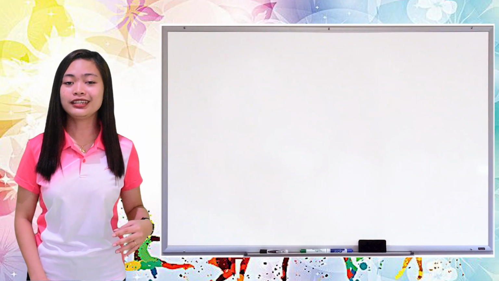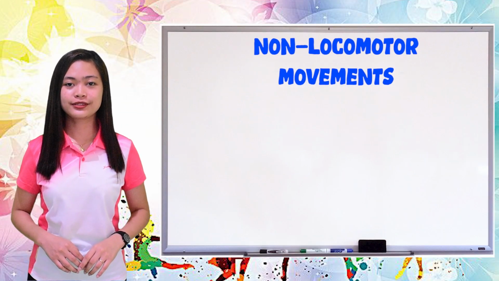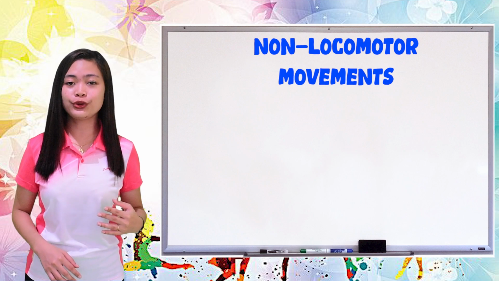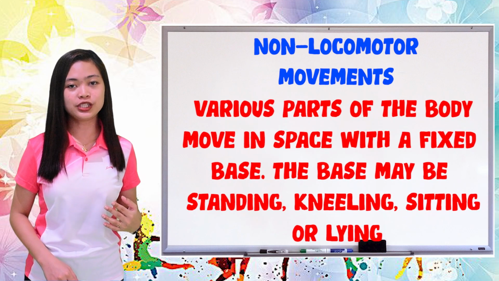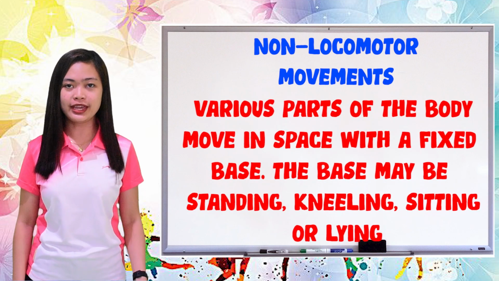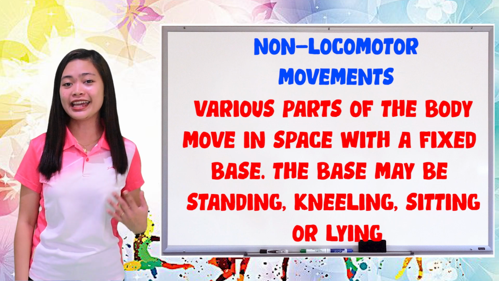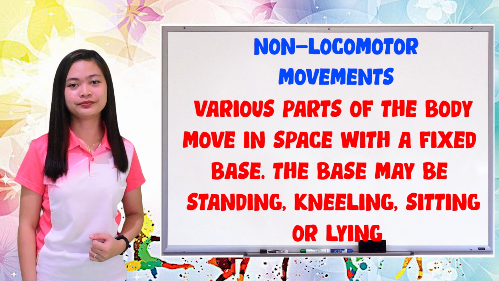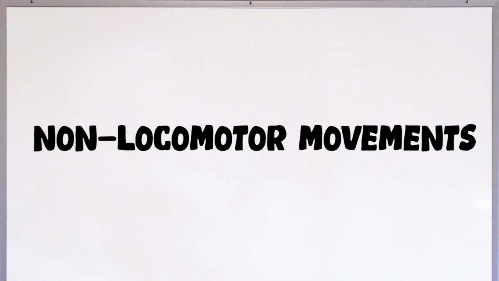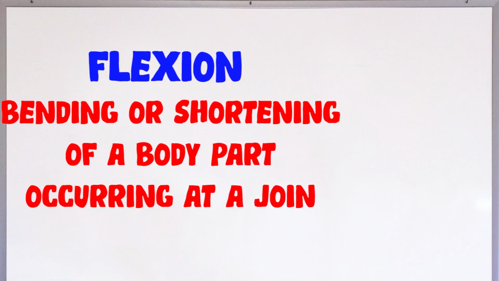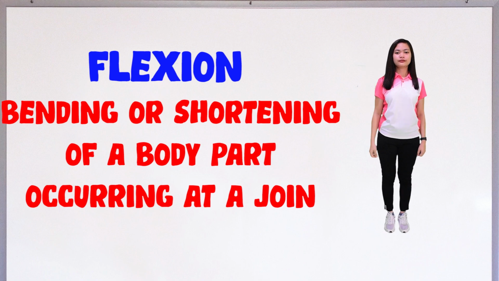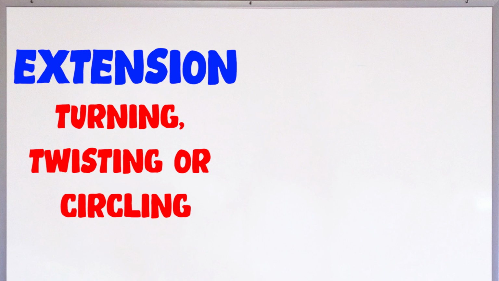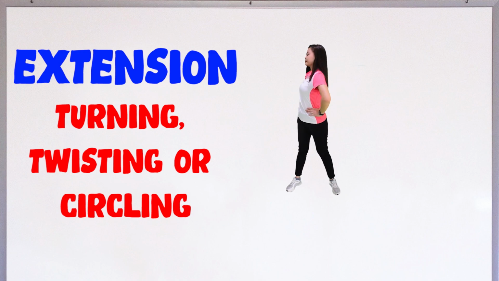Next are the non-locomotor movements. These movements are those in which parts of the body move in space with a fixed base. The base may be standing, kneeling, sitting, or lying. Non-locomotor movements. Flexion. Bending or shortening of a body part occurring at a joint. Extension. Turning, twisting, or circling.